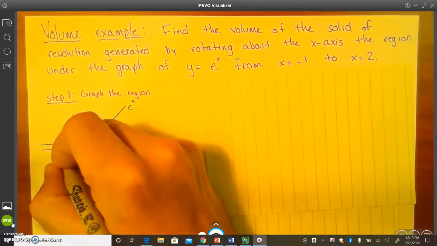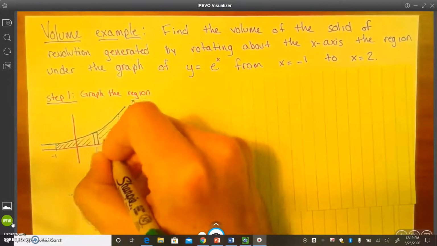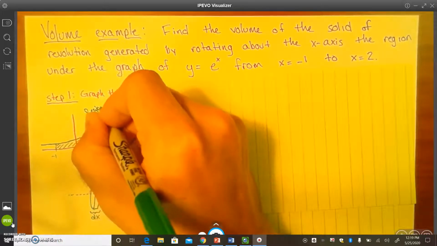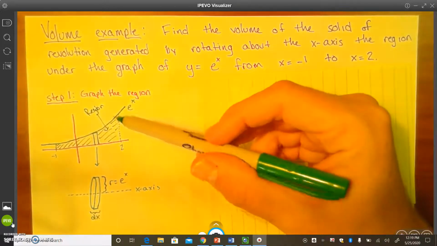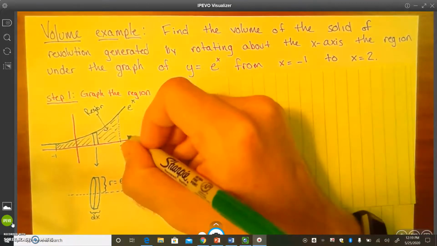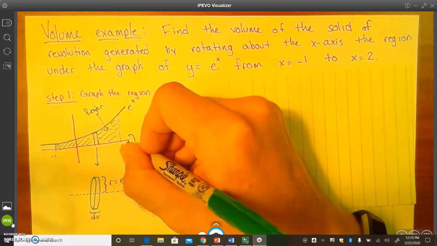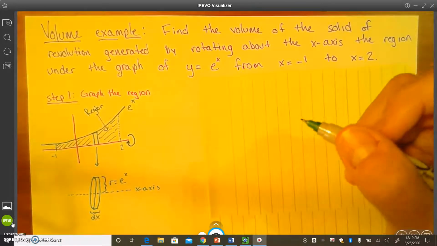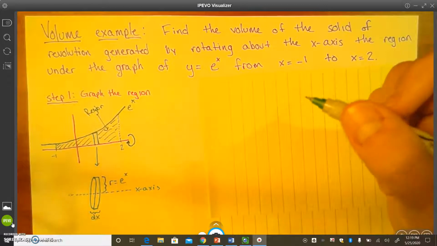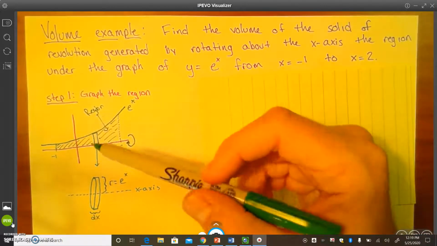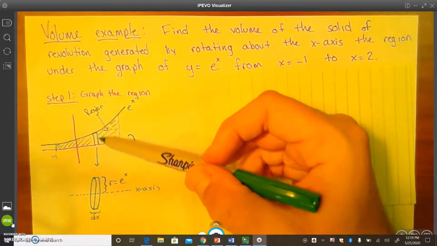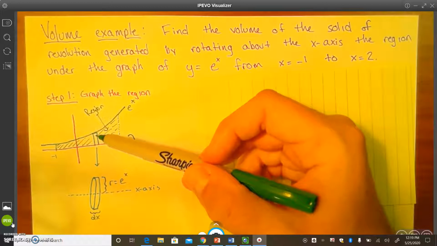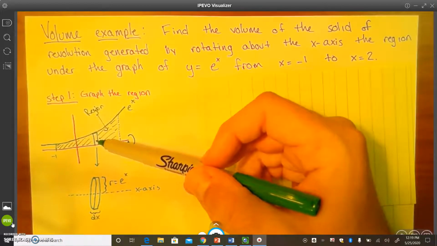So this space here is my region, right? That's the actual two-dimensional plane that's then rotated around the x-axis, okay? And it's going to create kind of like a trumpet-looking object, if you can try to imagine that. And then what also helps sometimes is I draw an arbitrary rectangle. This is going to symbolize a cross section of that three-dimensional solid.